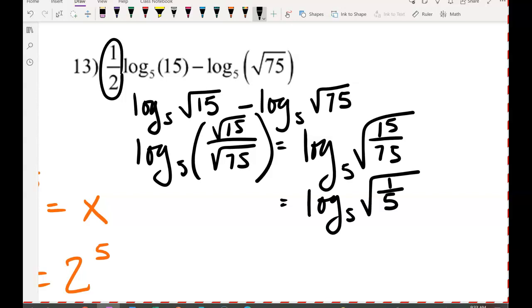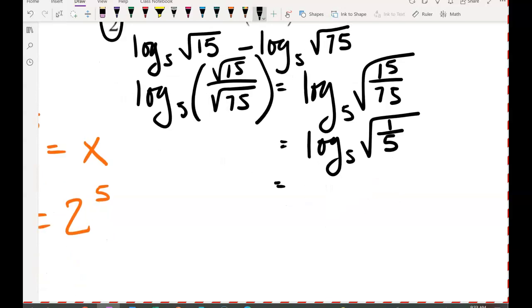1/5, students, to the square root of 1/5. How do we undo a radical? What power? 1/5 to the what power? 1/5 square root is what power? 1/2. Okay, that's not the end because I need to get to the end. 1/5. I want you to think real hard. Is it possible to write 1/5 using a base of 5?